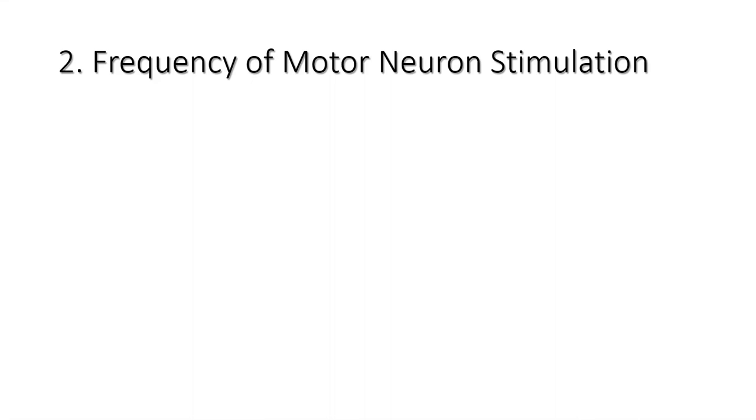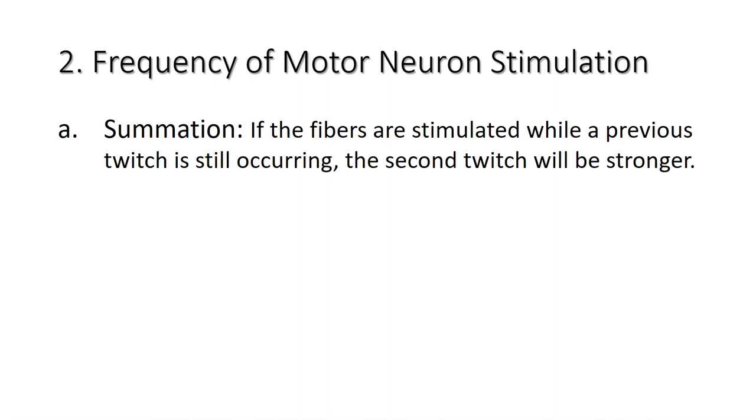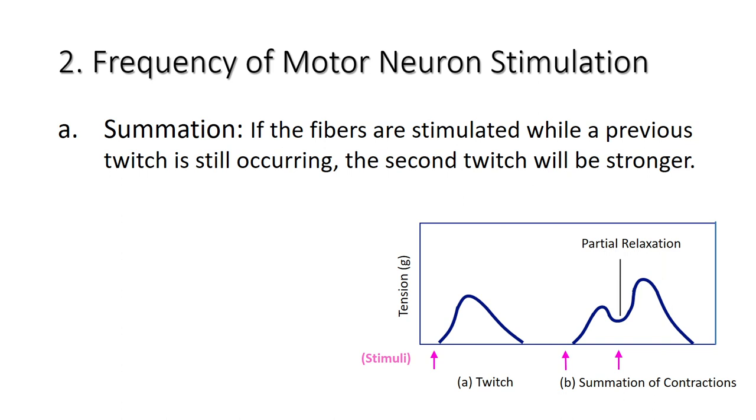The rate at which a motor neuron fires action potentials affects the tension produced in the skeletal muscle. If the fibers are stimulated while a previous twitch is still occurring, the second twitch will be stronger. This response is called wave summation because the excitation contraction coupling effects of successive motor neuron signaling are summed or added together.